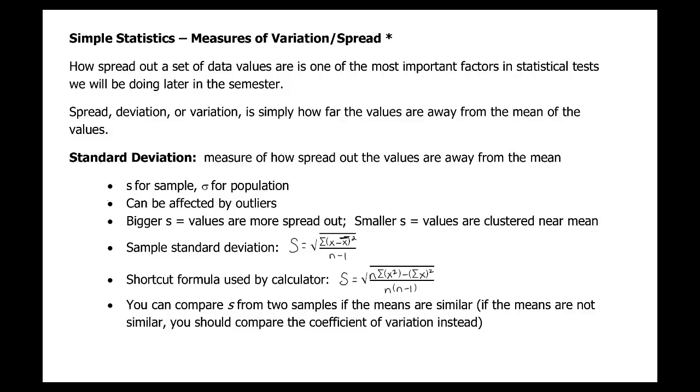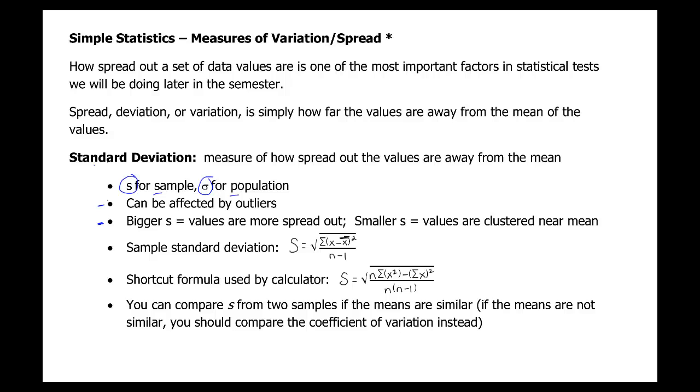The measure that we'll be using the most is standard deviation, and it's just one way to calculate variation of a sample. We have two symbols for standard deviation. We have S for the standard deviation of a sample, and sigma for a population. Just like the mean, the standard deviation can be affected by outliers. And again, the bigger the standard deviation, the more values are spread out away from the mean, and a smaller standard deviation would be values clustered near the mean.